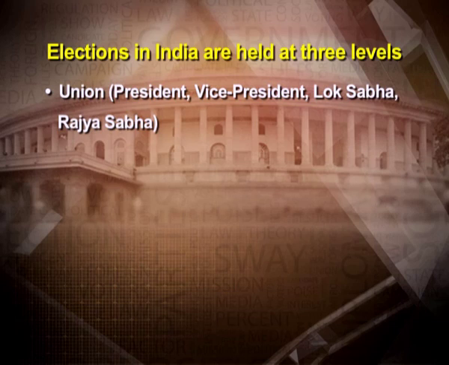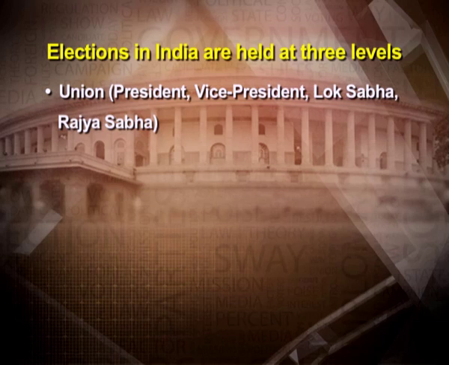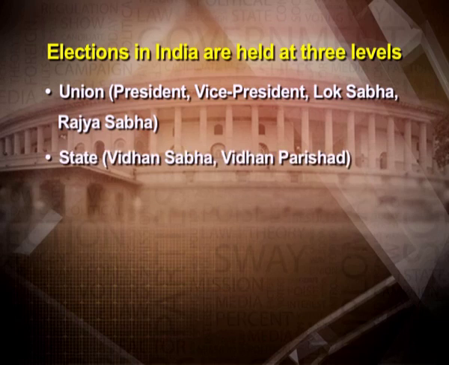One, the central or the union level: the elections for the office of President, Vice President, Lok Sabha and Rajya Sabha. These four elections are at the union level. Then at the state level, we have the elections to the Vidhan Sabha and the Vidhan Parishad. Not many states have the Vidhan Parishad anymore, but whatever states have the Vidhan Parishad, and we will look at those states later, those elections are also state level elections.